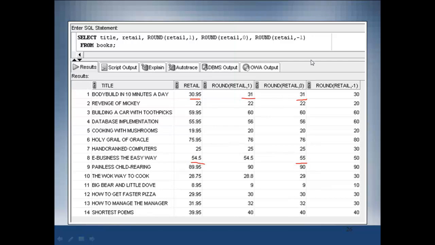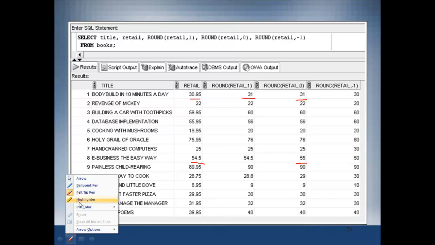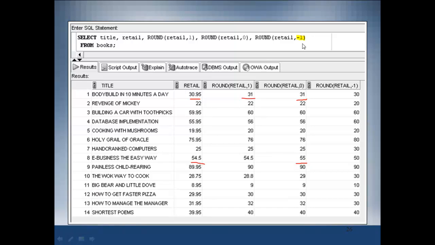And then the third example, which uses that -1 as the second argument. Remember, the negative means to round to the left side of the decimal place. So our 75.95 rounds to 80. 31.95 rounds to 30. Okay, so depending on the argument you use, the data can be rounded to the right of the decimal place or to the left of the decimal place, and how many column values it will round to.